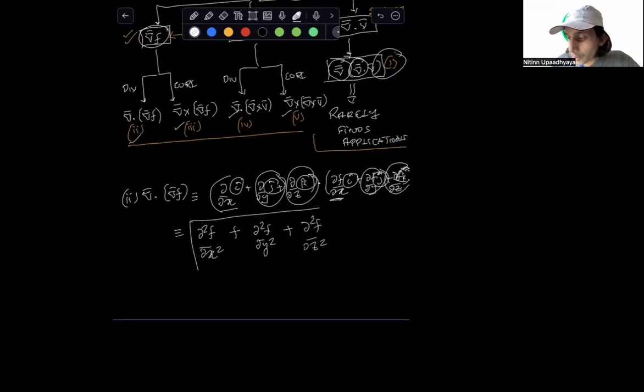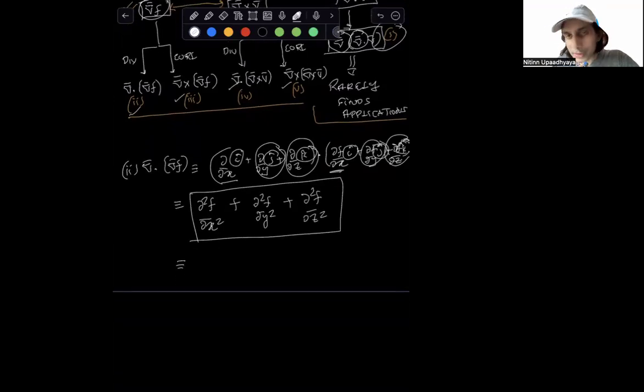Now, as you can see from this expression, it contains second order derivatives of the function f. In this case, it's partial derivatives of the function f with respect to x, y, z respectively. And that's why this is an example of a second order derivative. And this particular derivative has a special name. This is often abbreviated and written as del squared f, where the del squared comes from the notation that you're dotting the del operator with itself to obtain del squared.